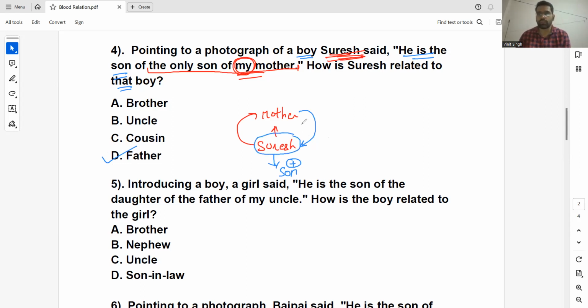While solving these type of questions, we will focus on that word, "my." Clear? My mother, my sister. Clear? My father, like that. Focus on that, "my."